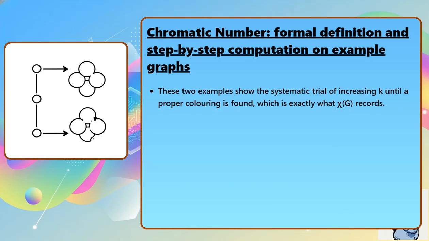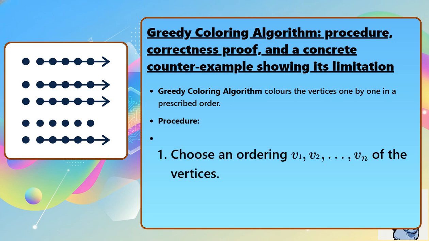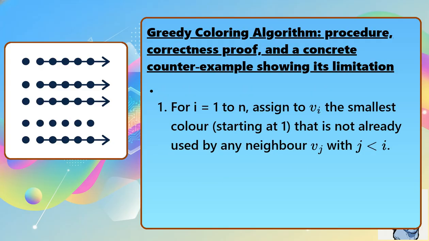These two examples show the systematic trial of increasing K until a proper coloring is found, which is exactly what χ(G) records. The greedy coloring algorithm colors the vertices one by one in a prescribed order. The procedure: choose an ordering v1, v2, ..., vn of the vertices. For i equals 1 to n, assign to vi the smallest color, starting at 1, that is not already used by any neighbor vj with j less than i.